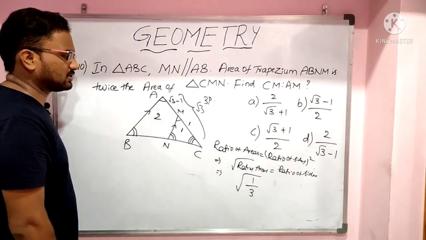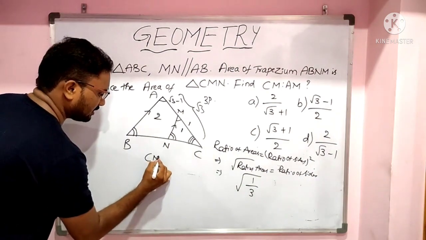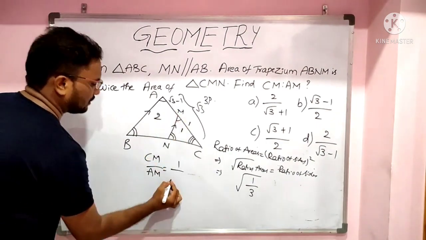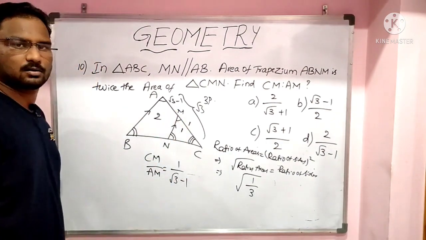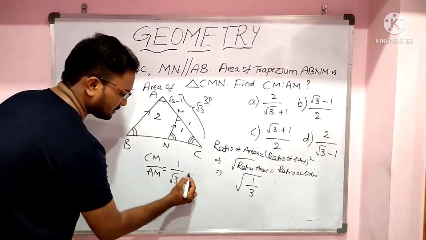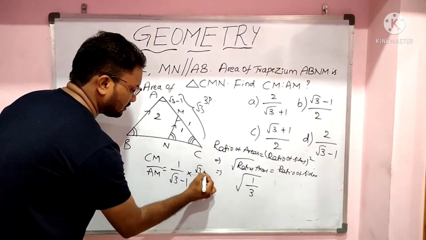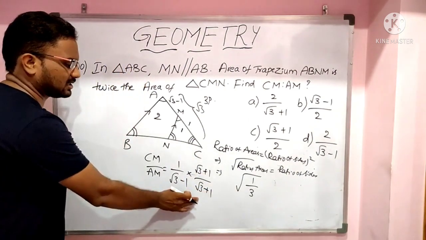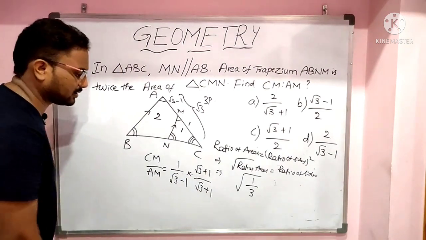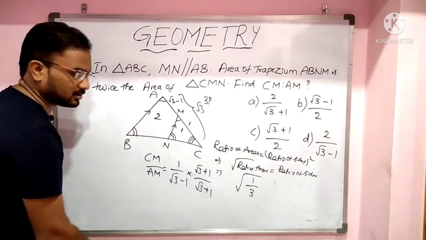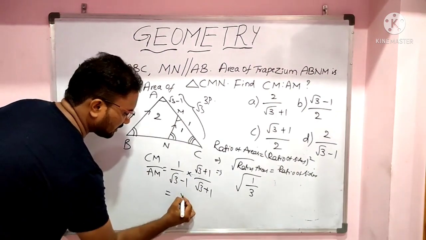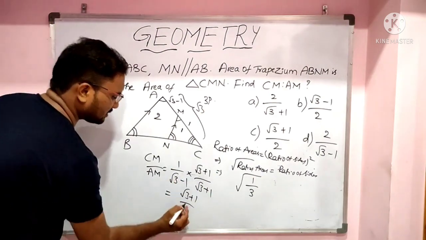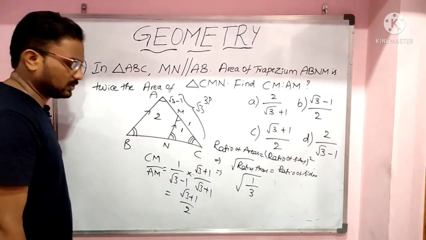We need to find CM is to AM. CM value is 1 and AM value is √3 minus 1. If you rationalize this term, multiply by √3 plus 1 over √3 plus 1. We will discuss rationalization in the surds and indices chapter. In the numerator, using a minus b into a plus b equals a square minus b square, 3 minus 1 is 2. So the answer is (√3 plus 1) by 2.